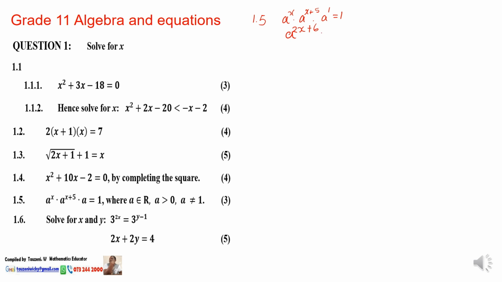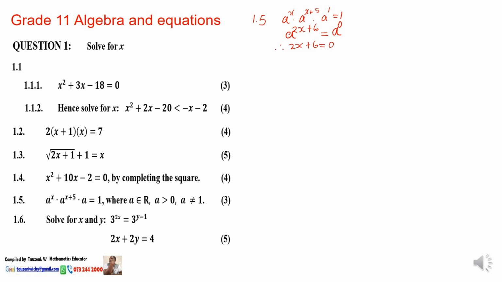Then on the right hand side, when the bases are the same, the exponents are also the same. So that means we need to change this one and express it in terms of a as an exponent. So any number to the power 0 is equal to 1. Therefore, 1 is the same as a to the power 0. When the bases are the same, we can make a conclusion that the exponents are also the same, which therefore means 2x plus 6 is equal to 0.